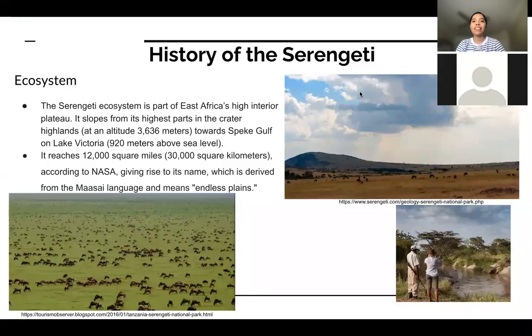Okay, so we're gonna start with the history of the Serengeti ecosystem. The Serengeti ecosystem is part of East Africa's high interior plateau. Its highest parts are in the Crater Highlands with an altitude of 3,636 meters, towards the Speke Gulf of Lake Victoria and 920 meters above sea level. It reaches 12,000 square miles, which is why its name is derived from the Maasai language, meaning endless plains.